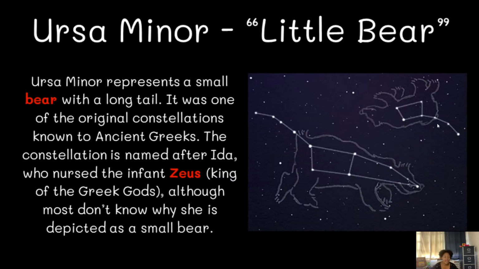Then we have Ursa Minor, aka Little Bear, and it represents a smaller bear with a long tail. It was actually one of the original constellations known to the ancient Greeks, and it's named after Ida, who took care of baby Zeus, who, if you've heard of Zeus, is the king of the Greek gods. Most people don't know why she is depicted as a small bear, but that's what they call it.